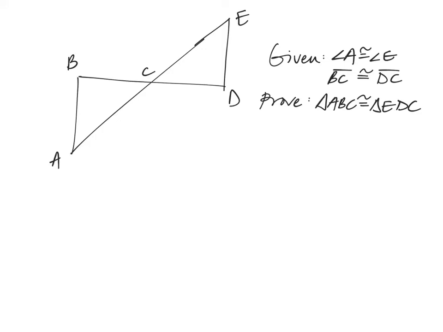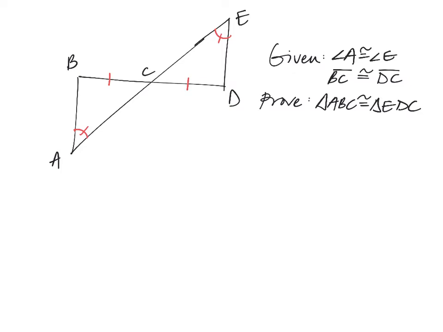In this example, we're being asked to prove triangle ABC congruent to triangle EDC, and the information we are given is that angle A is congruent to angle E, and side BC is congruent to side DC. I'm going to start by marking my givens. So angle A is congruent to angle E, so I'm going to put the same markings on those two angles. And BC is congruent to DC, so I'll put the same marking on those two sides.